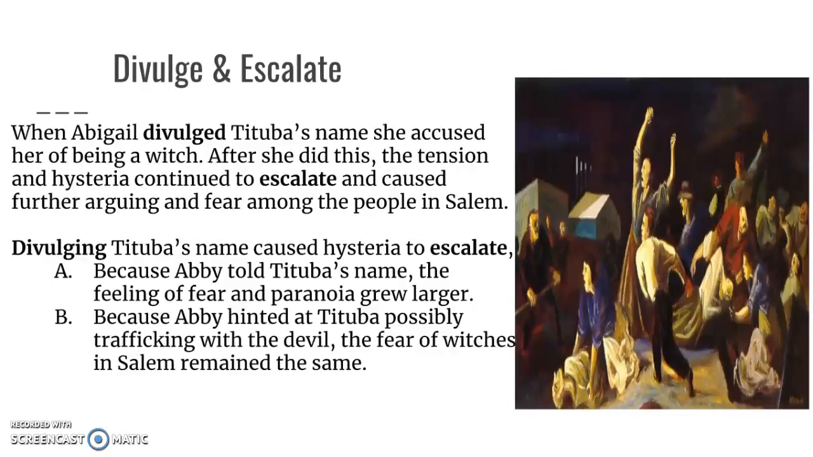Divulge and escalate. When Abigail divulged Tituba's name, she accused her of being a witch. After she did this, the tension and hysteria continued to escalate and caused further arguing and fear among the people in Salem. Divulging Tituba's name caused hysteria to escalate. Because Abby told Tituba's name, the feeling of fear and paranoia grew larger, or because Abby hinted at Tituba's possibly trafficking with the devil, the fear of witches in Salem remained the same.